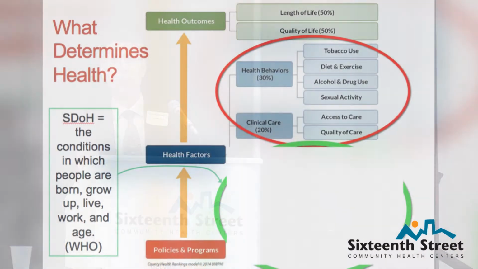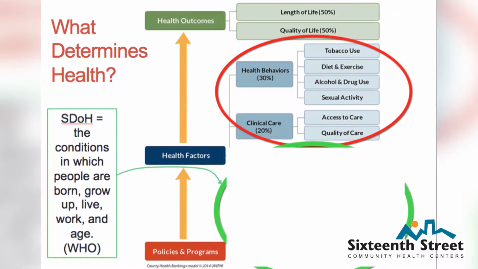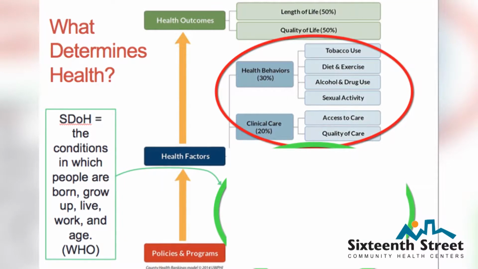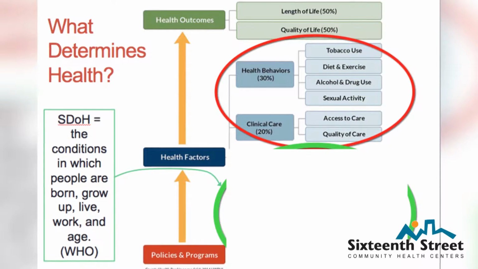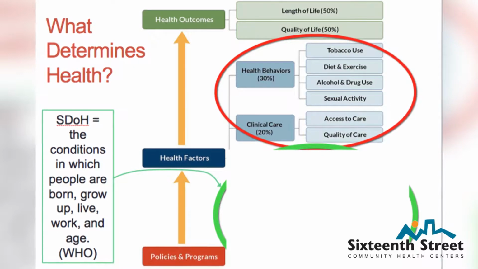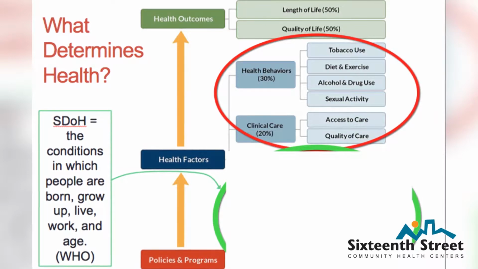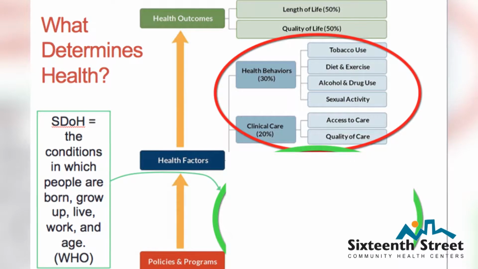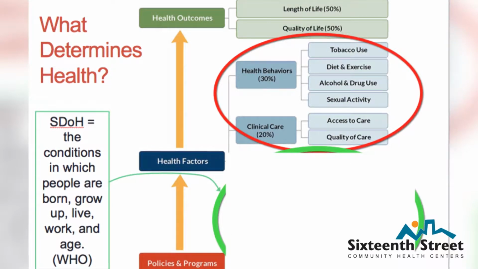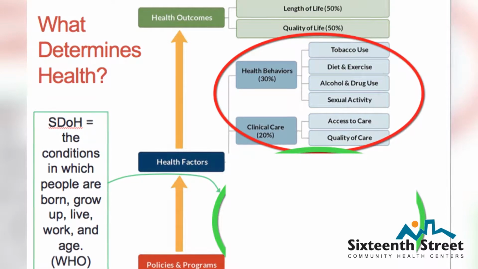So what determines health? The issue is that in this country, there's a sort of a national myth about what determines health. And it's a pretty simple one, and it's basically this. If you behave yourself and you go to the doctor, you're going to be healthy. And that is this part of the County Health Rankings model, health behaviors and access and quality of health care.